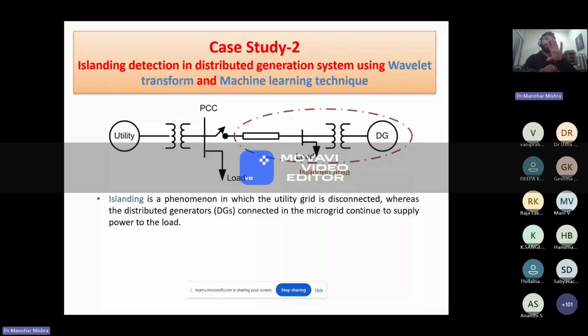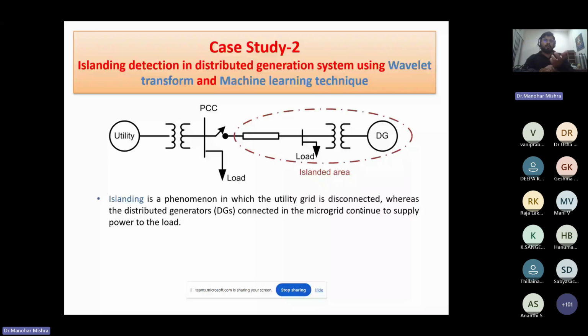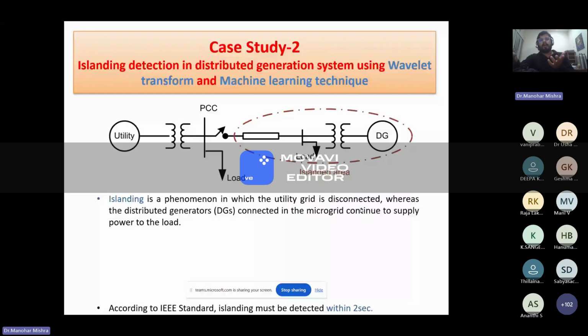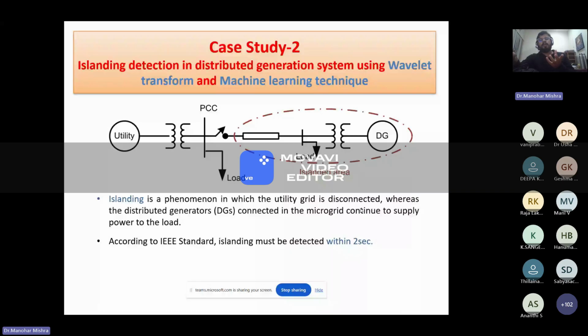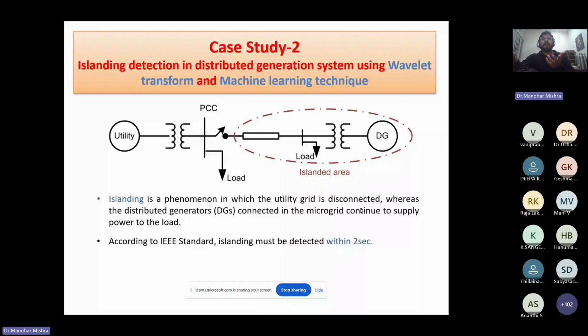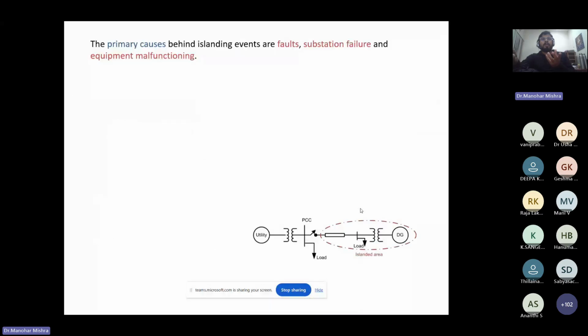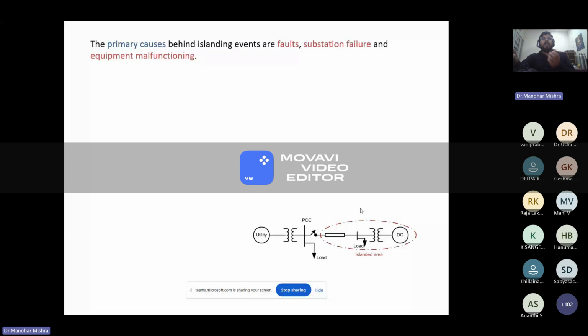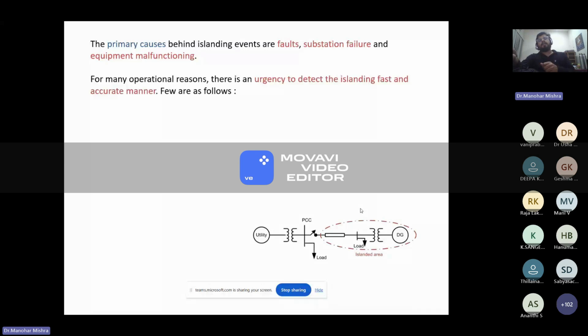Obviously, if it is disconnected and the DG is still supplying the load, it means the line is still energized. So at that time, what happens? There are several effects, and it should be detected within 2 seconds, otherwise many problems will arise. The problems may be a fault, substation failure, or equipment malfunctioning. So it is urgent to detect this islanding in an accurate manner.